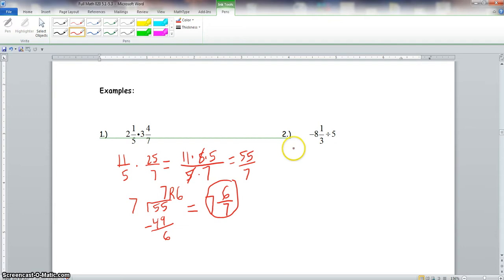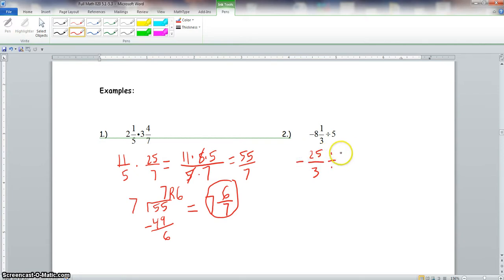Okay, now we go to problem number 2. We have division, and this is negative. A negative divided by a positive is negative. Now, all we have to do is remember that our final answer must be negative. So now let's do this. We change this mixed number to an improper fraction. We put our denominator, which is 3 here. Now to get our numerator, 8 times 3 is 24, plus 1 is 25. And you can bring down your negative sign as well.